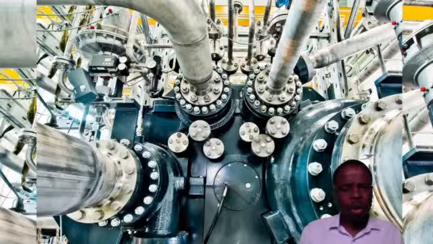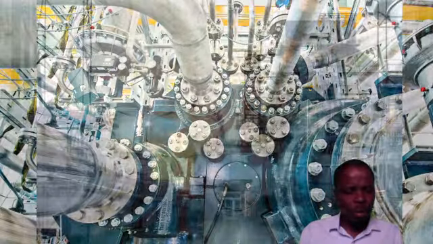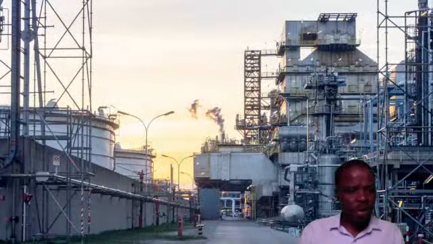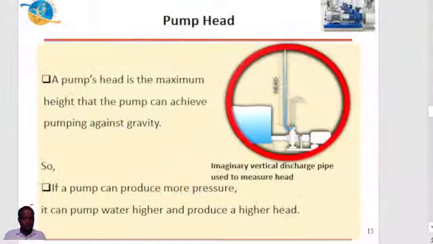So in continuation of this training session on understanding the basics of centrifugal pumps from detail engineering experience, we are going to move straight to what we have for today, and that is we are going to be starting from understanding what pump head is all about.